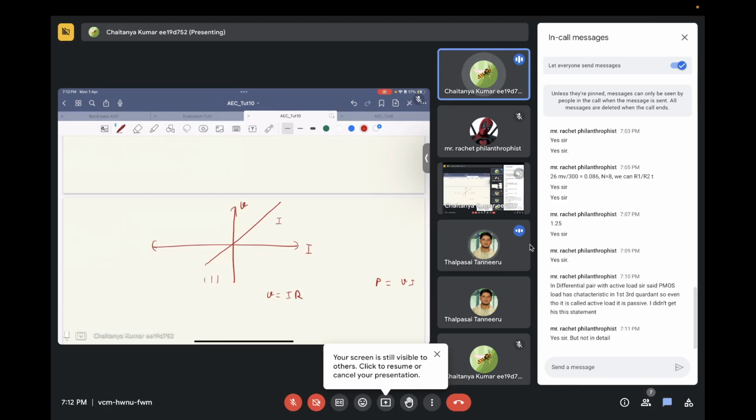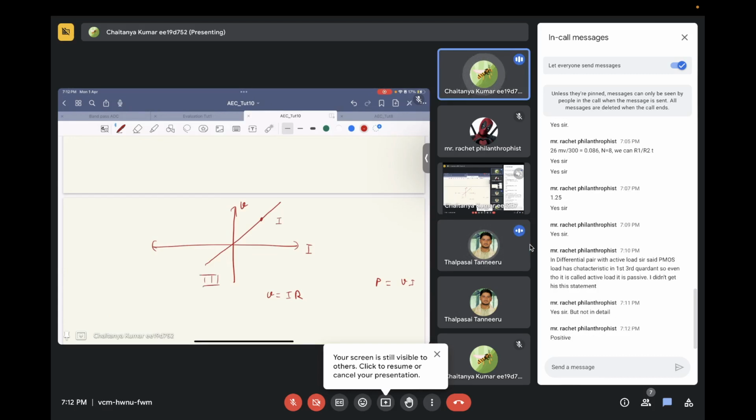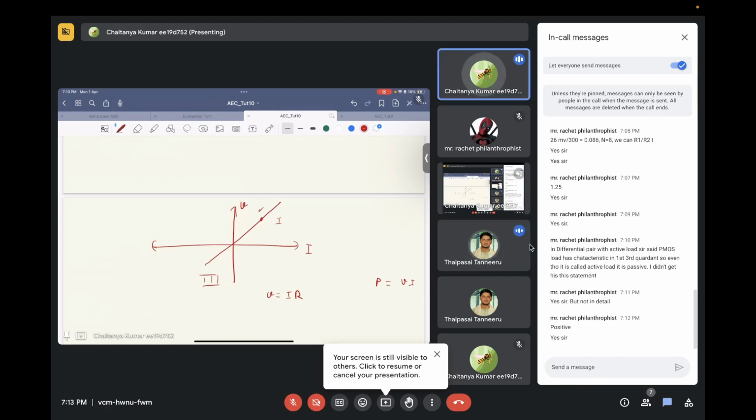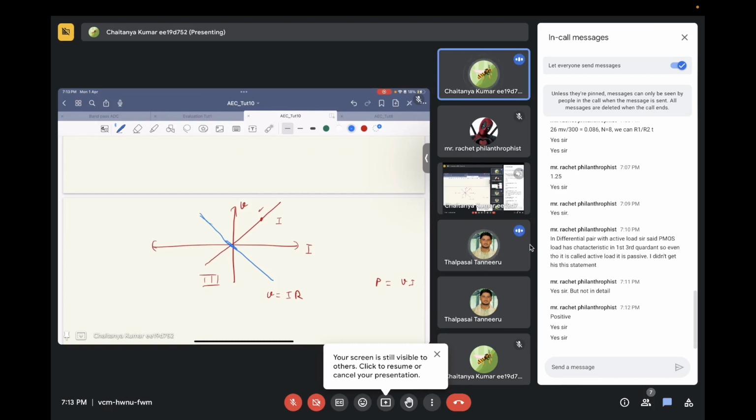If you are in the first quadrant or the third quadrant, the power being dissipated by this device, the product, will always be positive. So if an element is dissipating power, it's a passive element. However, if your characteristic looks something like this, the power dissipated will be negative. If the power dissipated is negative, that means it's supplying power. So that particular circuit is an active circuit. You understand?